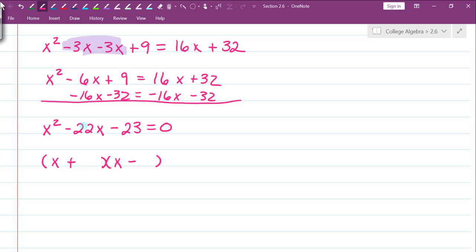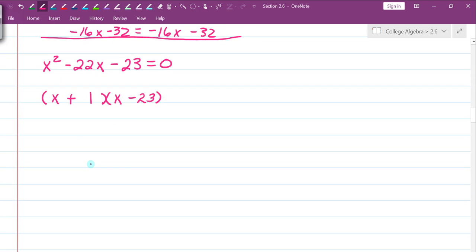Next, I look at my factors for 23. It's a prime number, so it's only 1 and 23. Those are the only two factors that I can have. So that means I then look at my second sign right here of my b. It is negative. So that tells me my larger of the two factors must be the negative number, the absolute value of the larger of the two. So that means I'm going to put a 23 right here and a 1 right there. And that quadratic equation has now been factored.